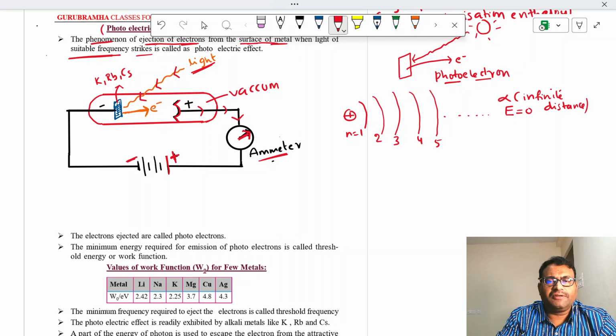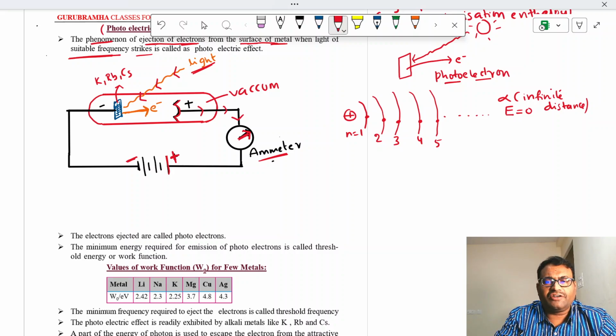And we know that an electron in an energy level has some energy. The energy of electrons in different energy levels will be different, not the same. Right?